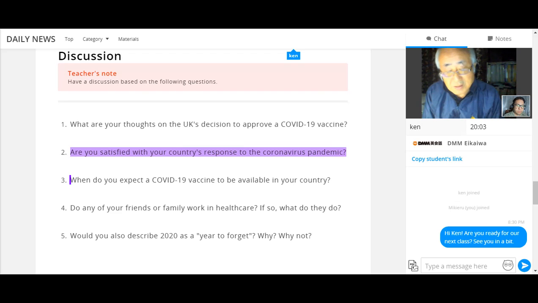But the government should not depend on the people's activity. The government has to do some way to prevent the coronavirus. I totally agree with you.